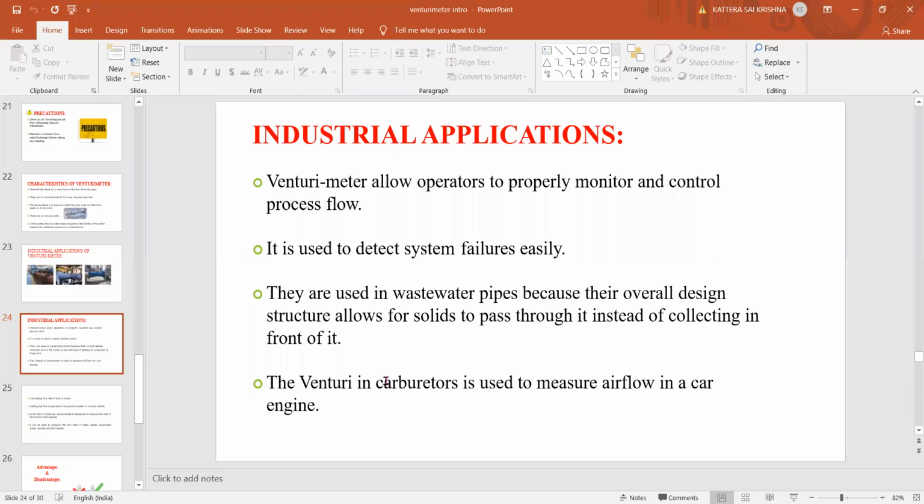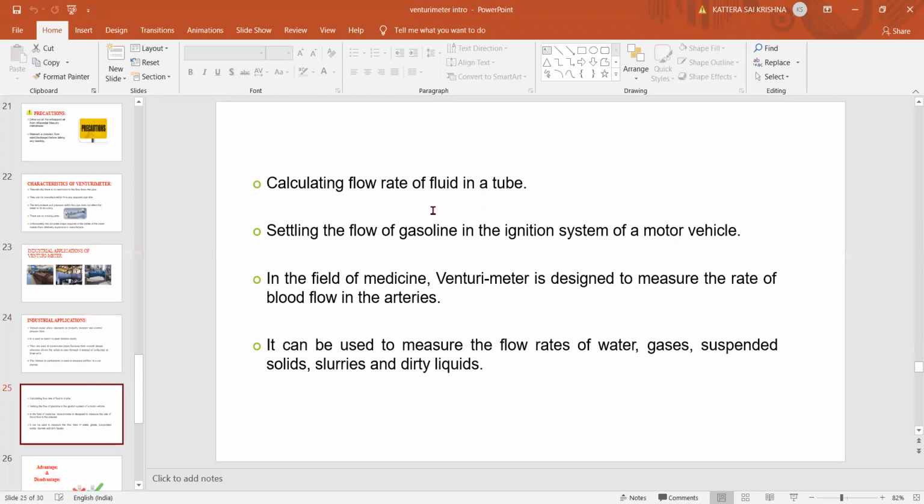The venturimeter is also available in your carburetors for car engines, which is used for measuring airflow in that engine. Venturimeter is used there. Okay. Next, calculating flow rate of fluids in the tubes is possible with venturimeter.